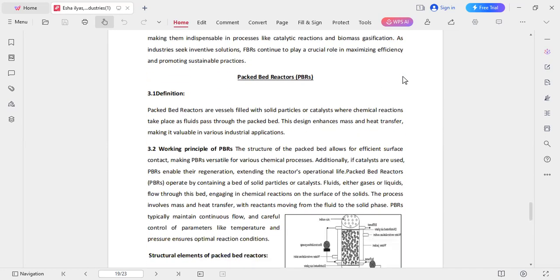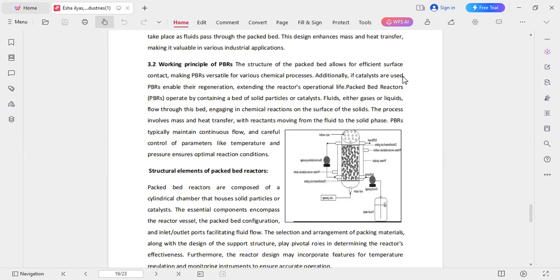And the third type of reactor I have covered in my article is packed bed reactors. The definition: packed bed reactors are vessels filled with solid particles or catalysts where chemical reactions take place as fluids pass through the packed bed. This design enhances mass and heat transfer, making it valuable in various industrial applications. Now, moving toward the working principle of packed bed reactors.